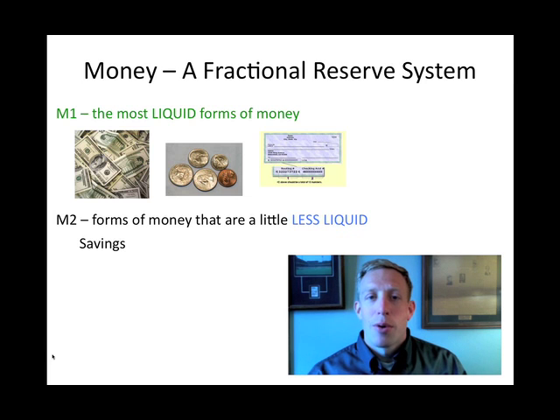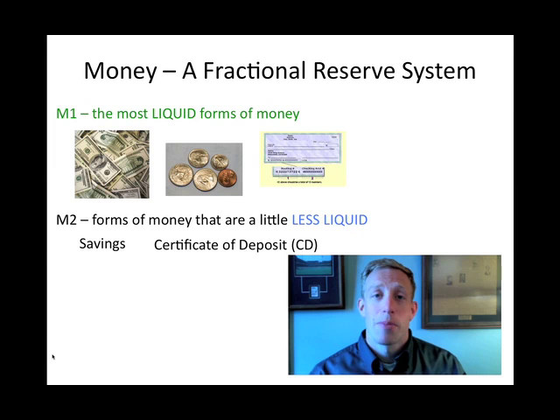Another form of M2 would be something like a certificate of deposit, where you can withdraw the money, but you have to go to the bank to do so. So as things get less and less liquid, they fit into different categories, M3, M4, M5, and so on. But M1 and M2 are the most common ways that we count money.